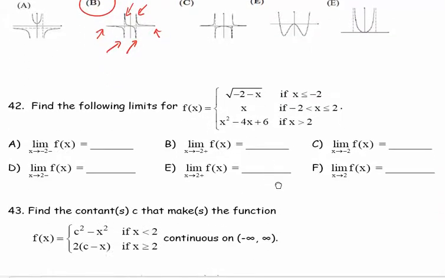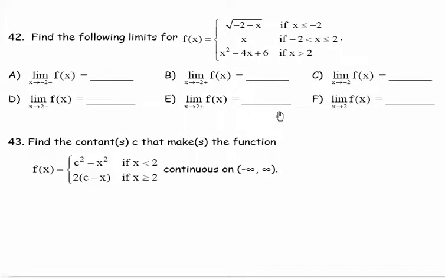All right, in 42, we just need to find the limits. So as we approach -2 from the small side, this would be our domain. So if we put -2 in for x, we'll get the square root of 0, which is 0. If we approach -2 from the right side, that would give us this part of the domain. And does the overall limit exist? The left hand and the right hand limit did not agree, so there's no overall limit.